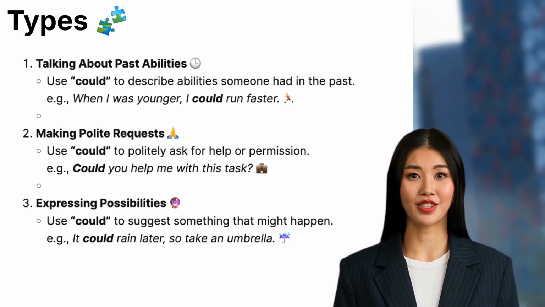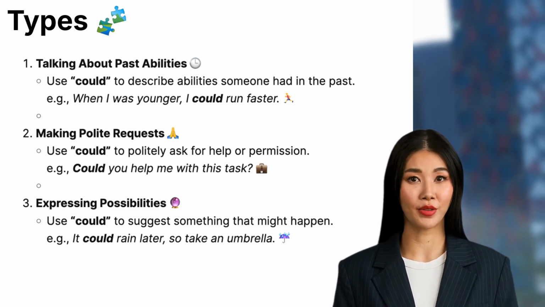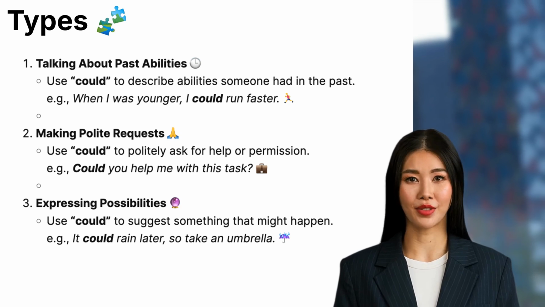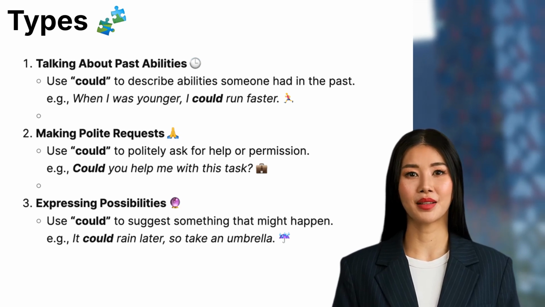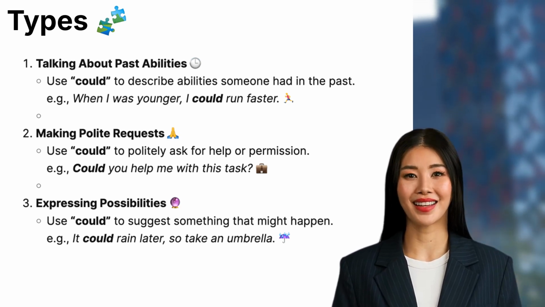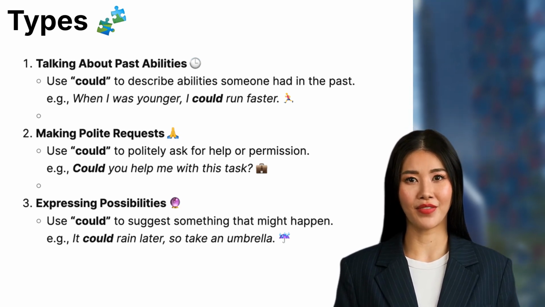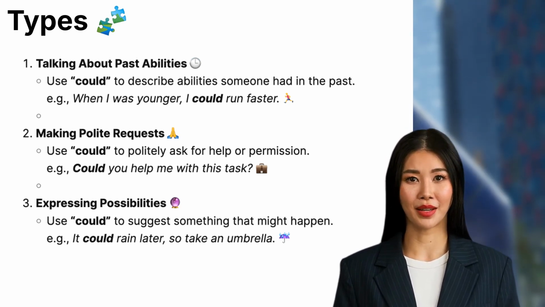Use could to describe something that someone was able to do in the past but might not be able to do now. Example: when I was younger, I could run faster. This means I had the ability to run fast in the past, but I might not be able to anymore.